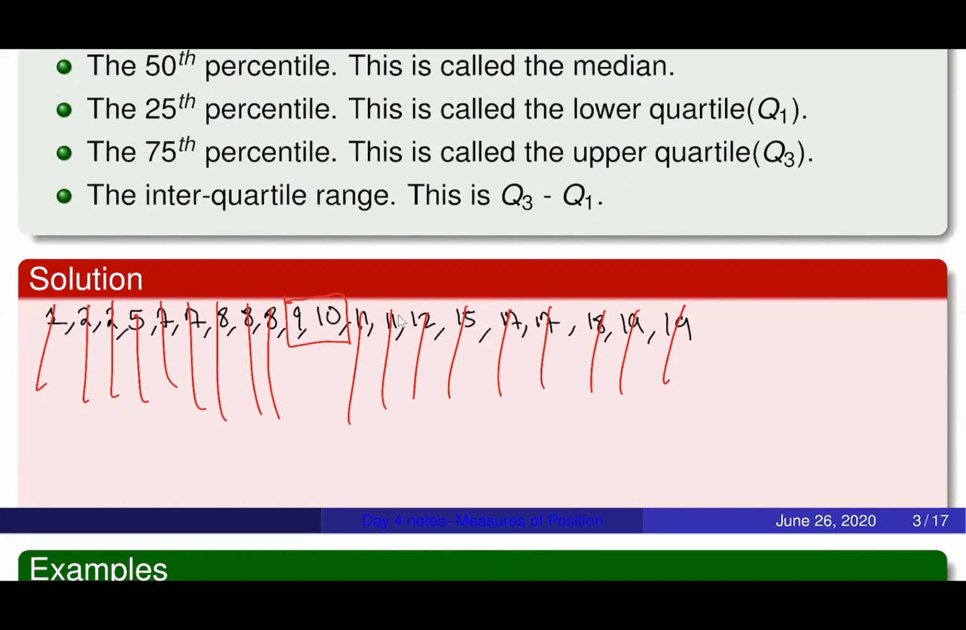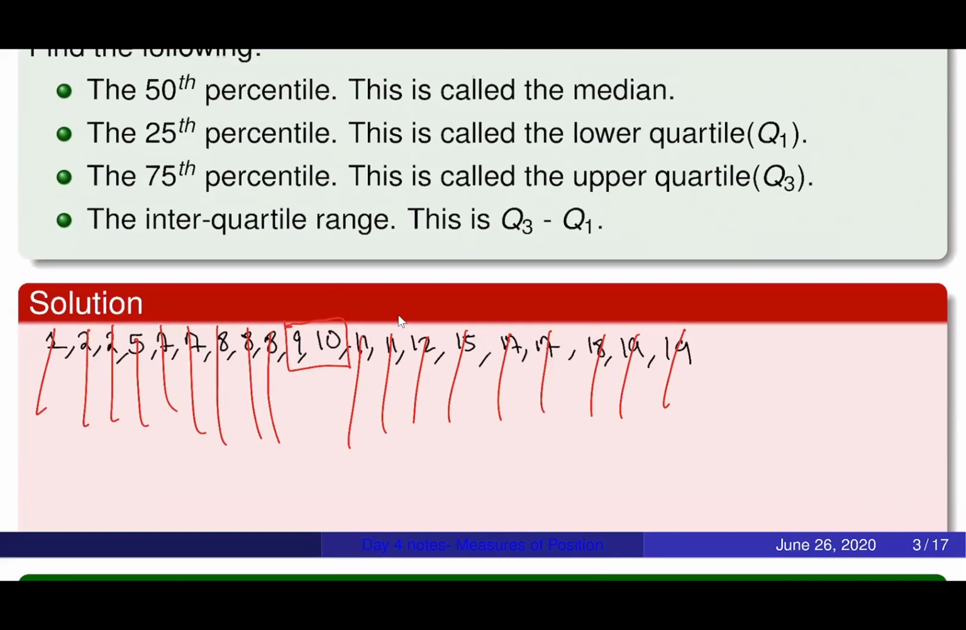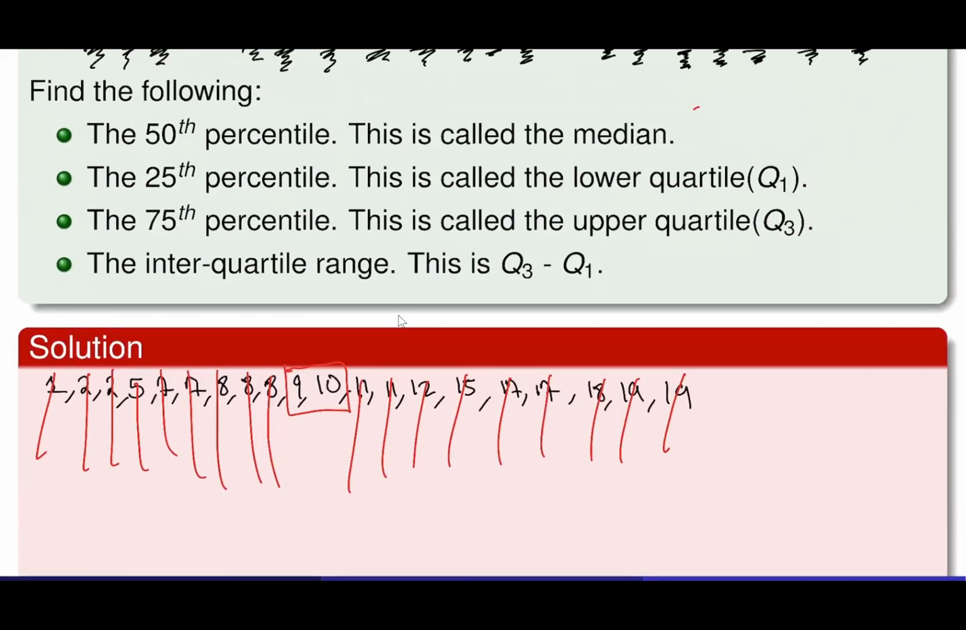Whenever we have 2 numbers in the middle, in order to get the median, we add those 2 numbers and then divide by 2. So if you do 9 plus 10, you get 19. 19 divided by 2, you get 9.5. And that's our median.